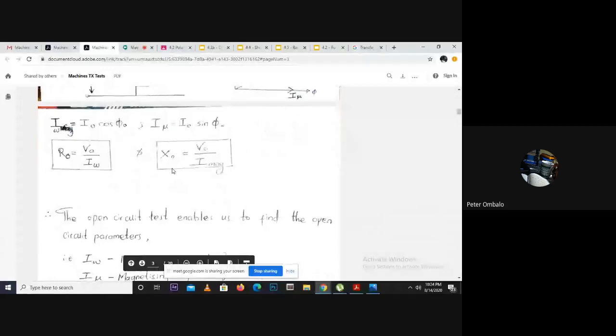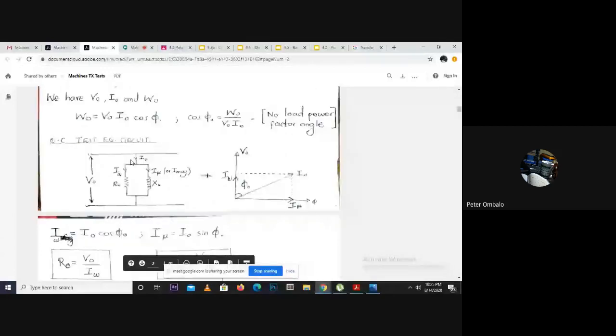We have the current, I naught, the no load current. That's the first component. We have this component that goes through the resistance and this component that goes through the reactance, which is IW and I mu. All these form the current components of an open circuit.